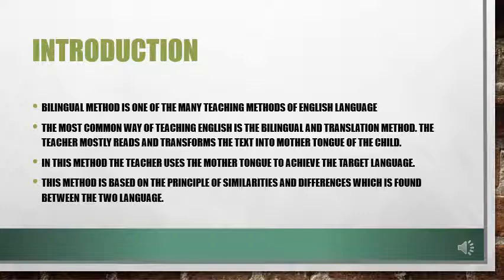This method is based on the principle of similarities and differences found between the two languages. So when the teacher is using this bilingual method, the teacher can compare the similarities and differences between the two languages with some examples, and the teacher can create some situations, or use the mother tongue to show the differences and similarities of the two languages.